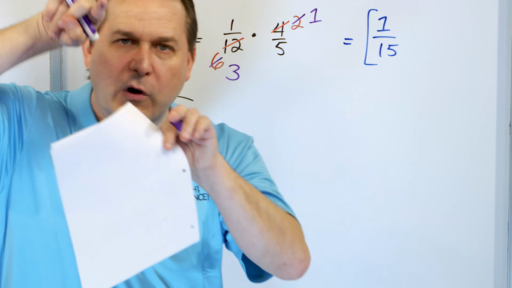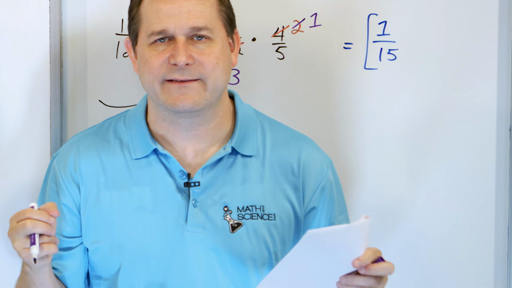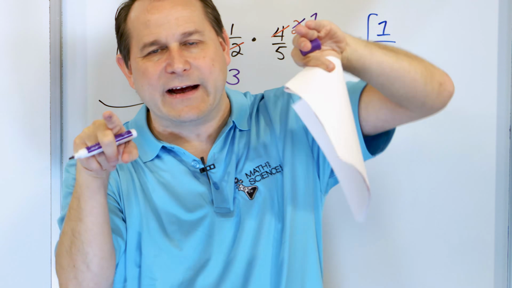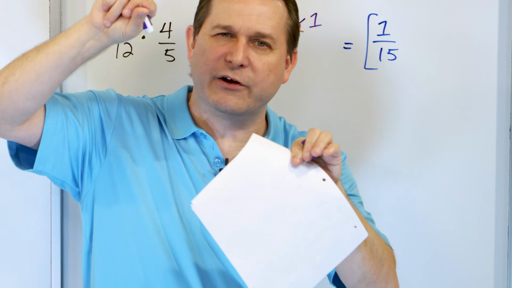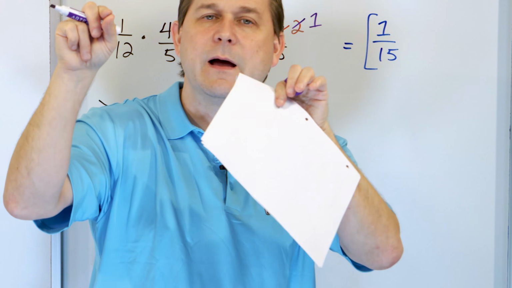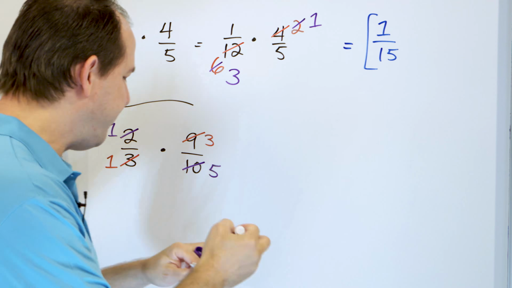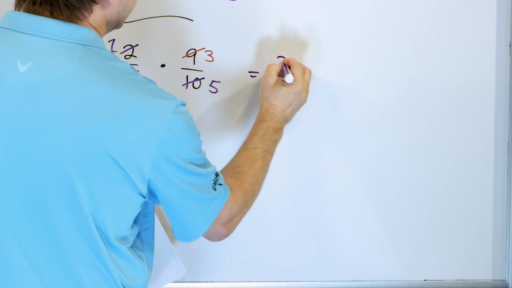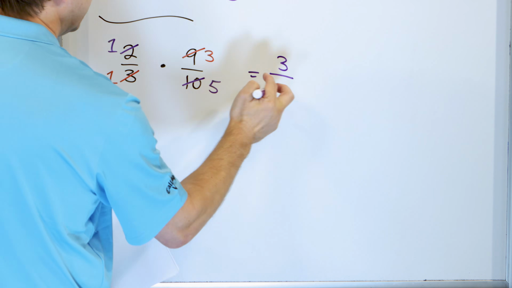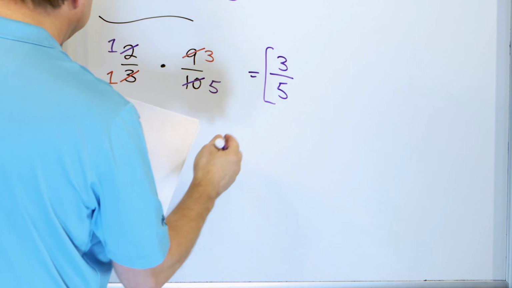So we try to cross-simplify. That's why it's called cross-cancellation. It's kind of making a little X. You try to simplify the cross members, one in the top and one in the bottom, and you try to simplify both pairs. And in this case, what we're left with is 1 times 3 is 3, and 1 times 5 is 5. And the answer is 3/5.